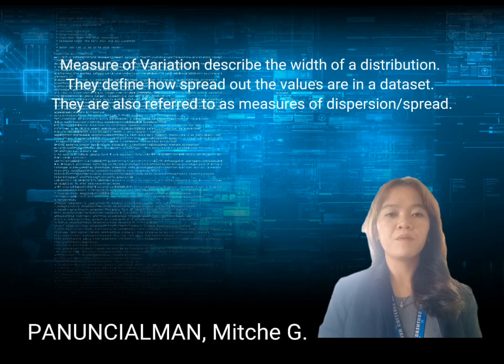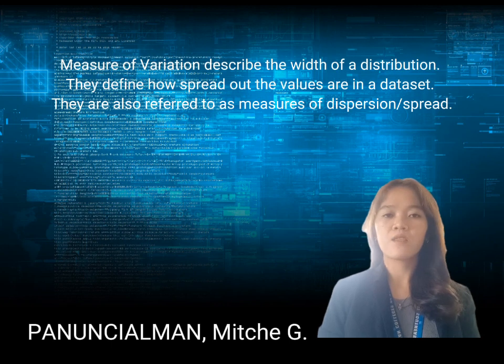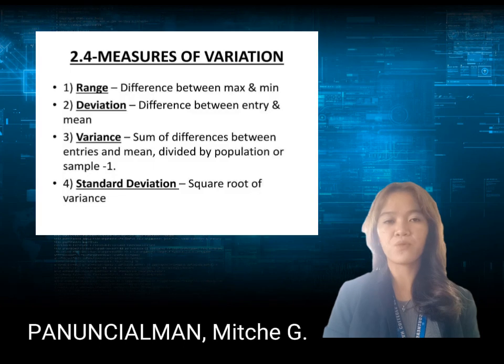People, I want you to know about the measure of variation. Measure of variation describes the width of a distribution. They define how spread out the values are in a dataset. They are also referred to as measures of dispersion or spread. There are 6 measures of variation, and here are the following.